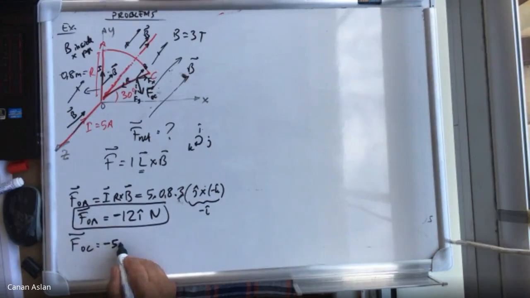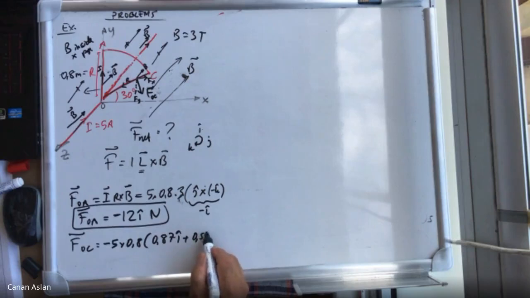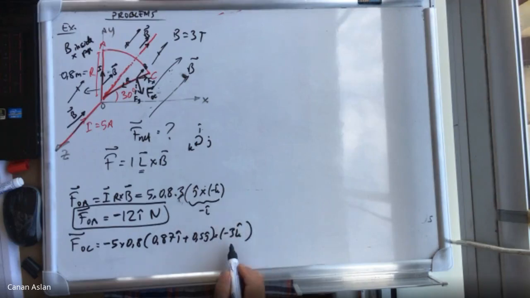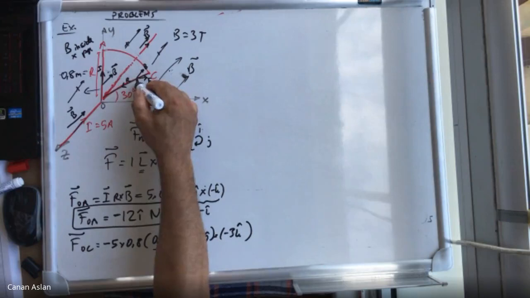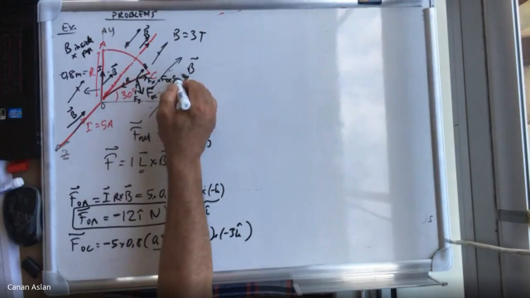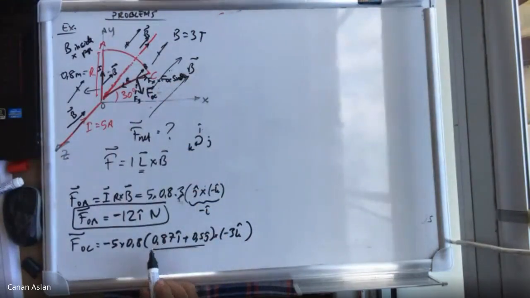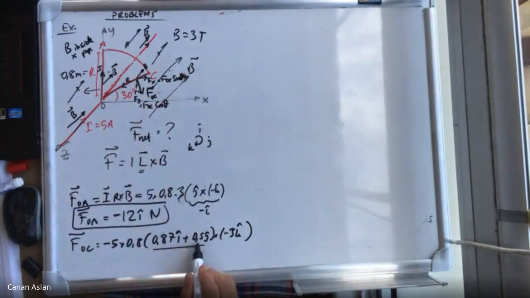So it's minus 5 times 0.87 I plus 0.5 J times minus 3K. Don't forget, this is the magnetic field direction, and these are the x and y values of this vector. As you see, if this is 30 degrees, then this is also 30 degrees. Fx is F_OC times sine theta, sine 30 degrees, which is this. And then Fy is F_OC times cosine theta, which is 0.5.